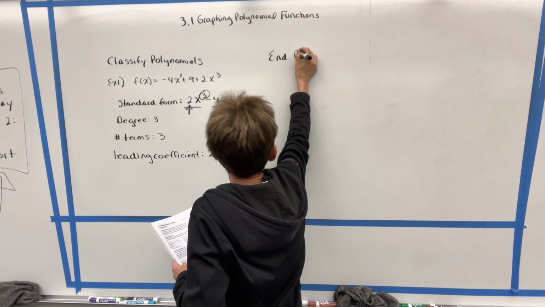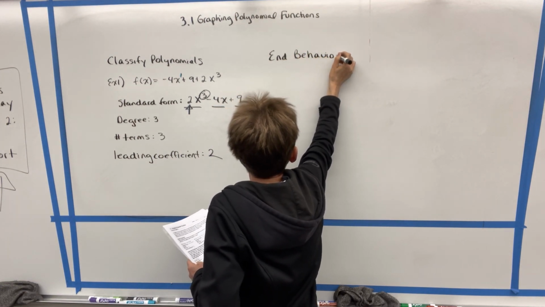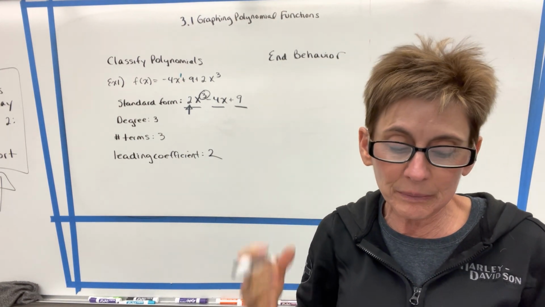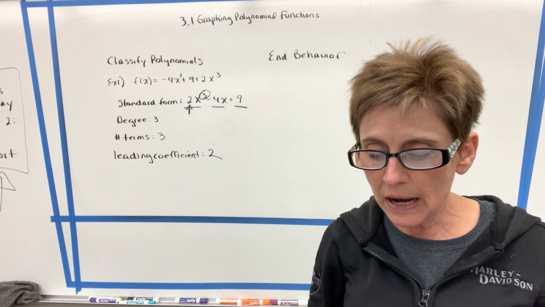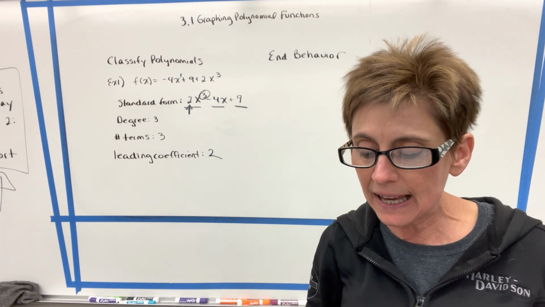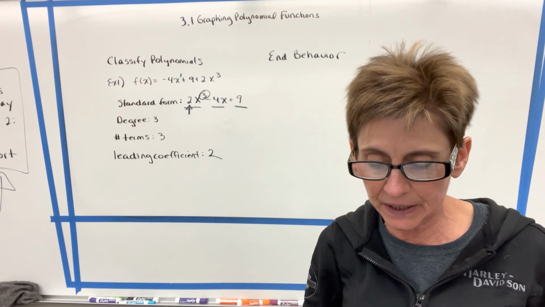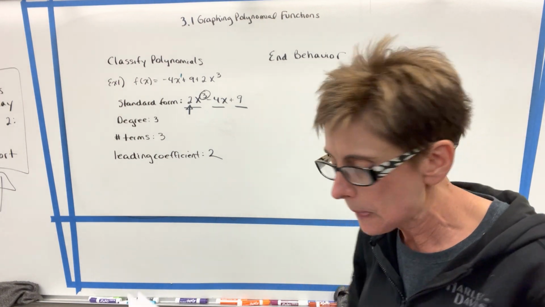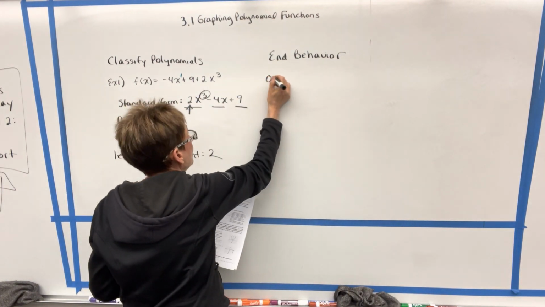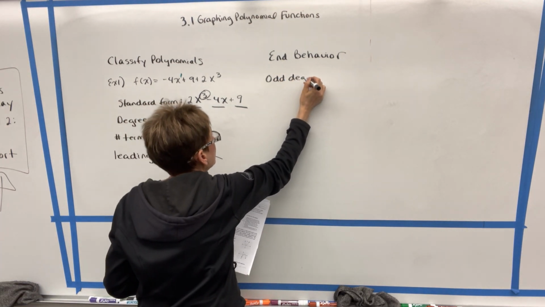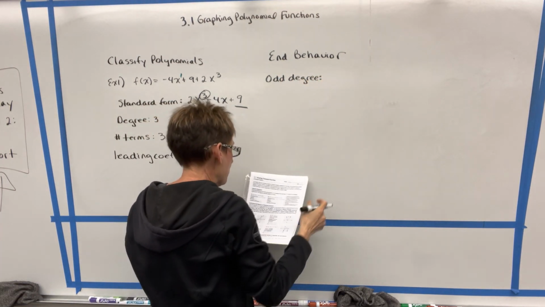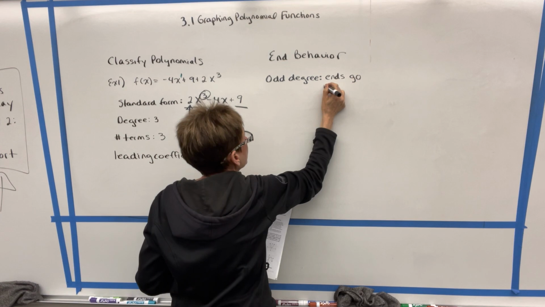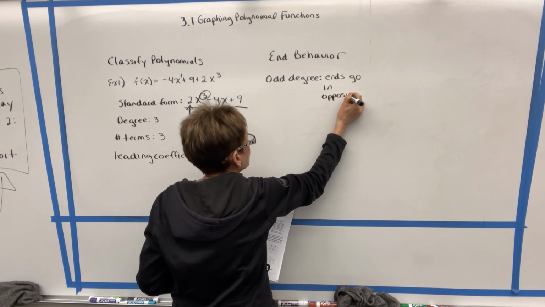Another thing that we need to talk about is end behavior. Now, it is exactly what it sounds like. It is how the ends of a function behave. So it describes what happens to the function values as x approaches positive and negative infinity. Whether or not the function is odd or even will make a difference. So if we have a polynomial function of odd degree, this is really easy to remember, then the ends go in opposite directions.